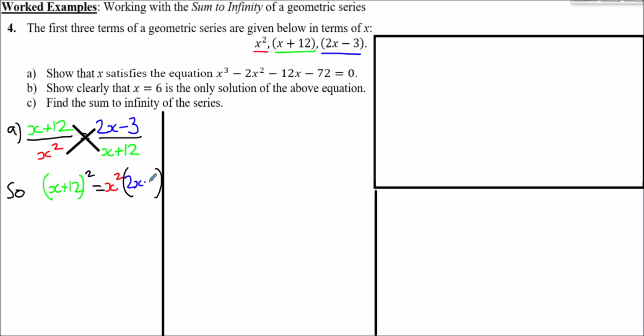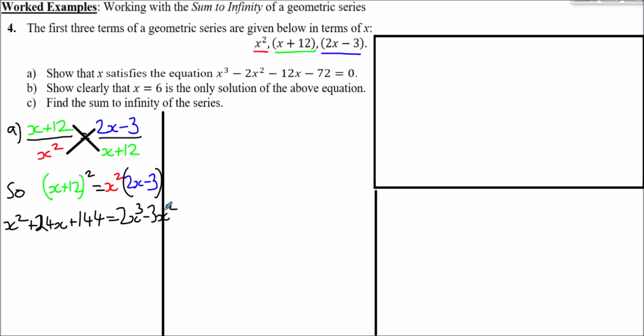So if we expand out the x plus 12 all squared, we're going to have x squared. We take the product of these two and double it, so x times 12 is 12x, double that is 24x. 12 squared is 144. Then x squared times 2x gives us 2x cubed. X squared times minus 3 gives minus 3x squared.